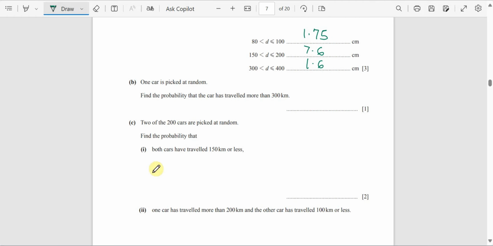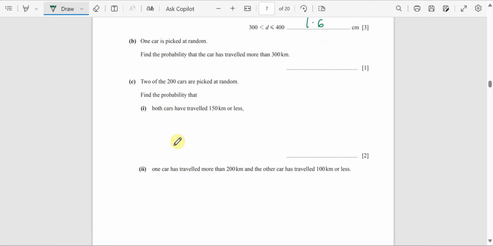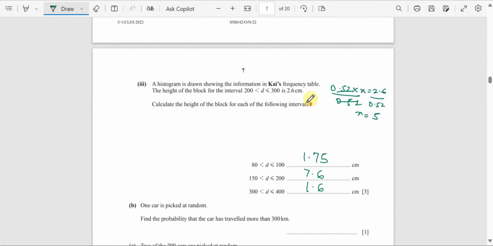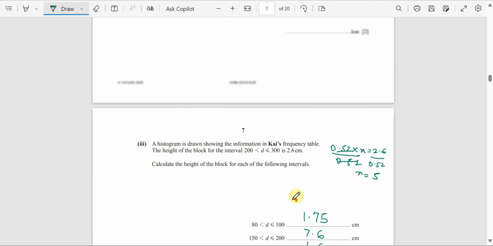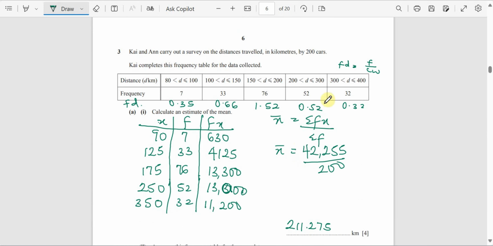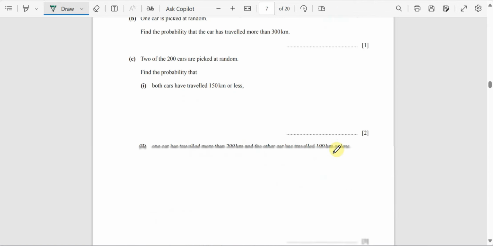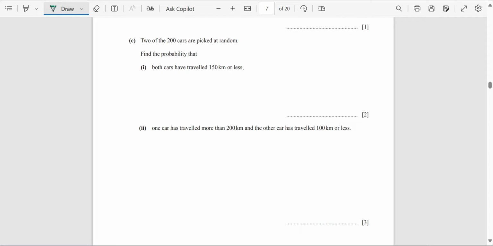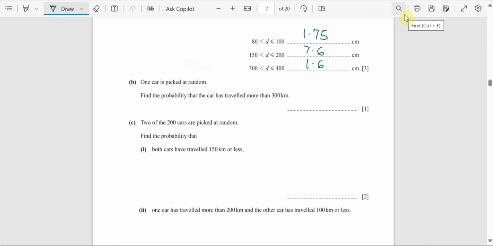Okay, move on. Question 3b. One car is picked at random. Find the probability that the car has traveled more than 300 kilometers. How many cars have traveled more than 300 kilometers? We have 32. So that's 32 out of 200 cars. Of course, you can reduce this to the lowest term.